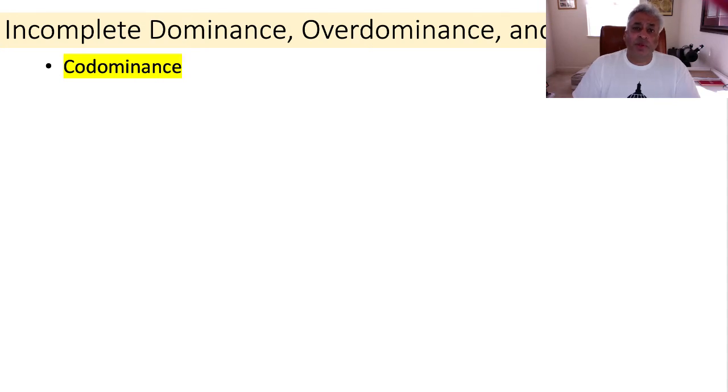Co means together. That means both alleles have exactly the same power and they both exert themselves at the same level. And the classic example of that is the human blood group, the ABO blood group. So let's try to quickly explain that. Unfortunately, we have 3 alleles this time. So this may be the first time that you have come across a gene that has alternative alleles.